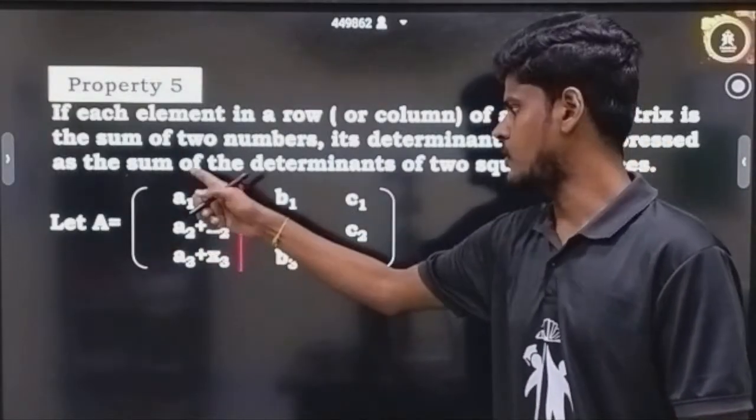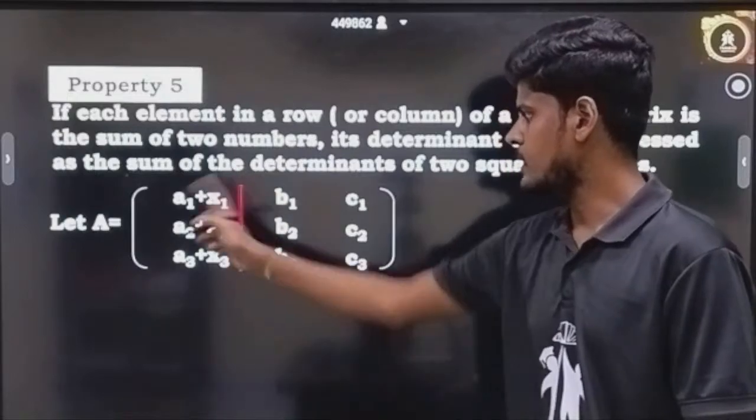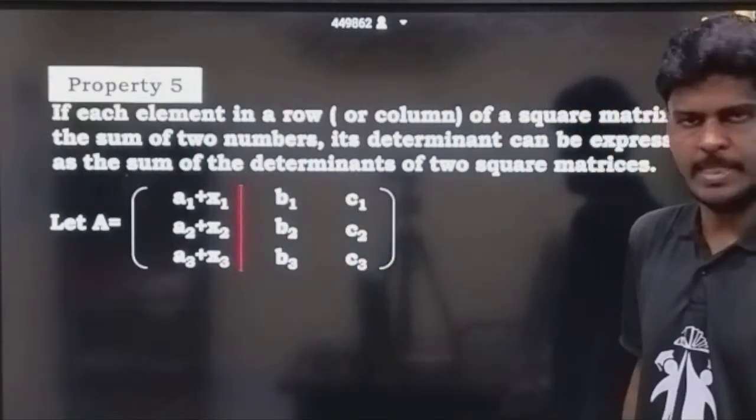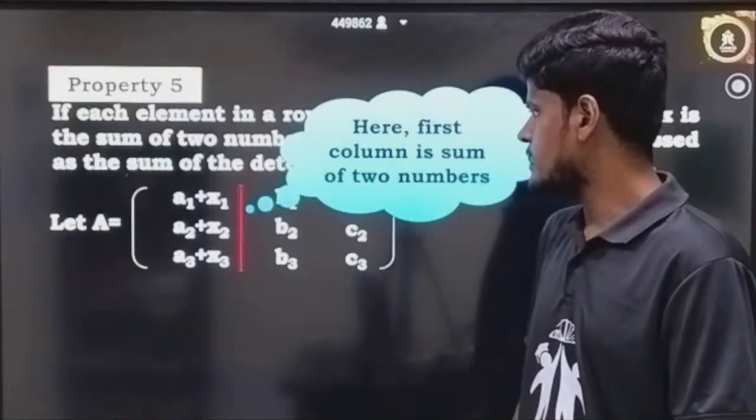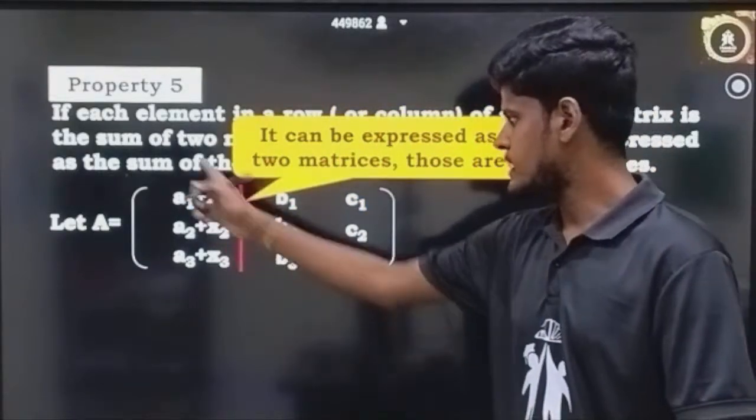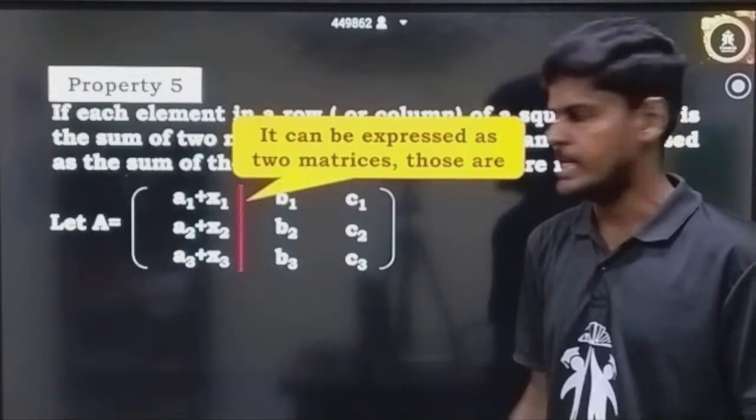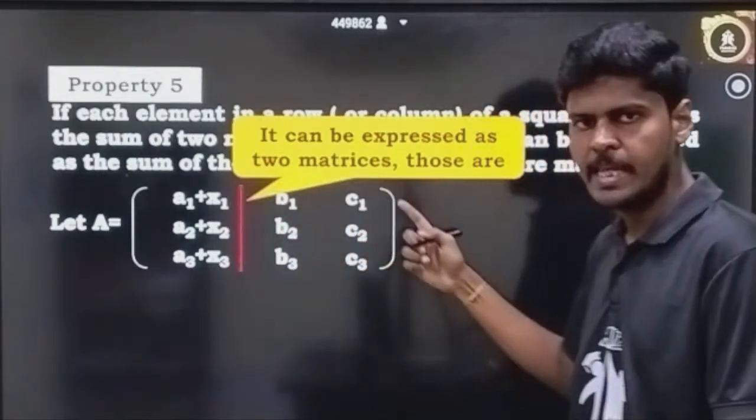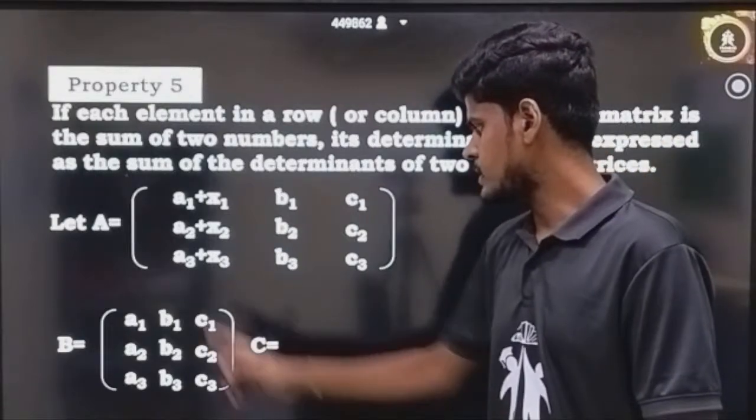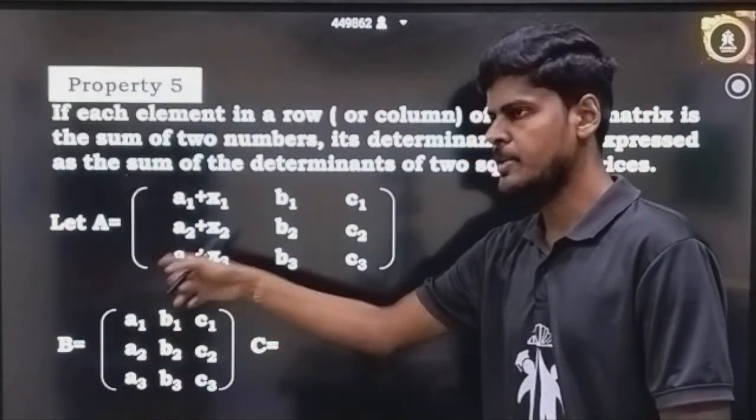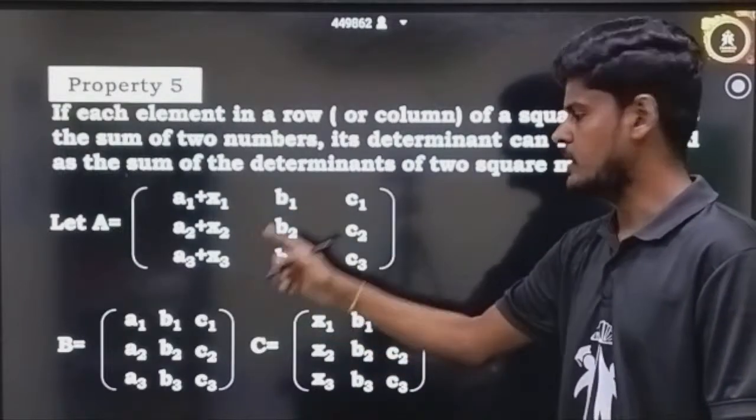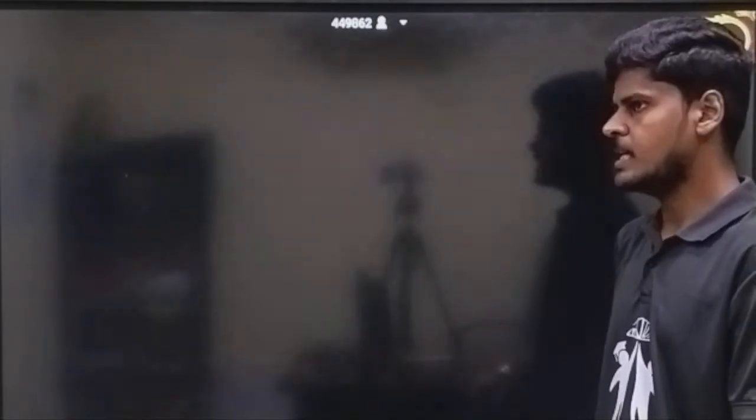Let matrix A be with first column A1 plus X1, A2 plus X2, A3 plus X3, and the other columns B1 C1, B2 C2 and B3 C3. Then we can write this determinant as the sum of two determinants: A1, A2, A3 with the remaining columns as they are, plus X1, X2, X3 with the remaining columns as they are. B matrix is A1, A2, A3 with the remaining as it is. C matrix is X1, X2, X3 with the remaining terms as they are.